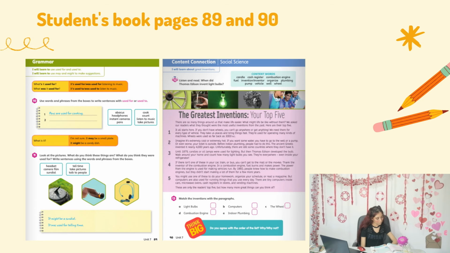1. It all starts here. If you don't have wheels, you can't go anywhere or get anything. We need them for every type of vehicle. They take us places and bring things fast. They're used for operating many kinds of machines. Wheels were used as far back as 3000 BC.